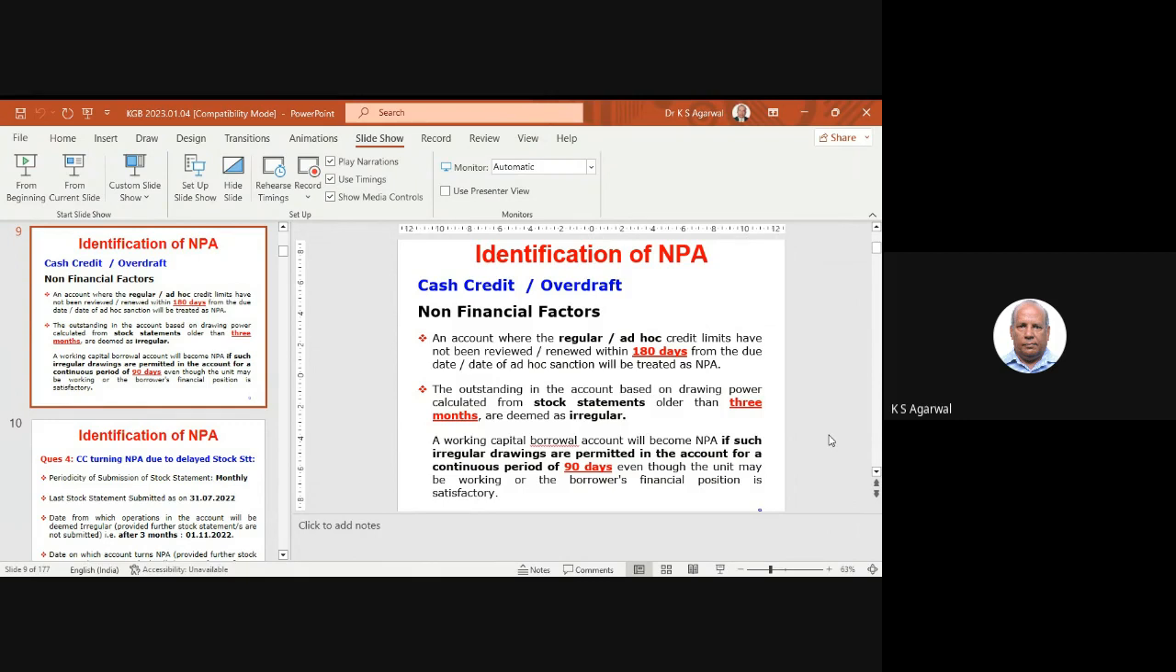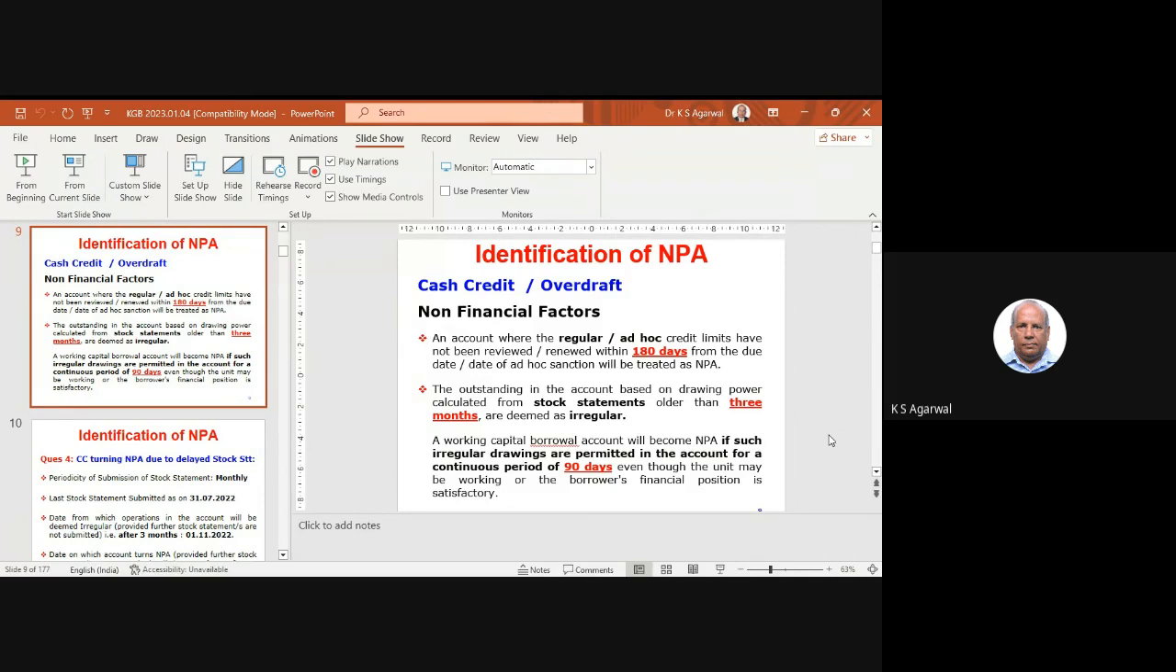But if I have sanctioned an ad hoc limit today, the ad hoc limit may be sanctioned for 1 month, 3 months as per the bank's guidelines, no problem. But if I have sanctioned an ad hoc limit today, 4 January 2023, the ad hoc limit may be sanctioned by your bank for 90 days. But the borrower has got 180 days time from today to adjust it. He should liquidate the outstanding within 180 days from today, or he should get it converted into a regular limit. And if it is not done, then this account will become NPA.